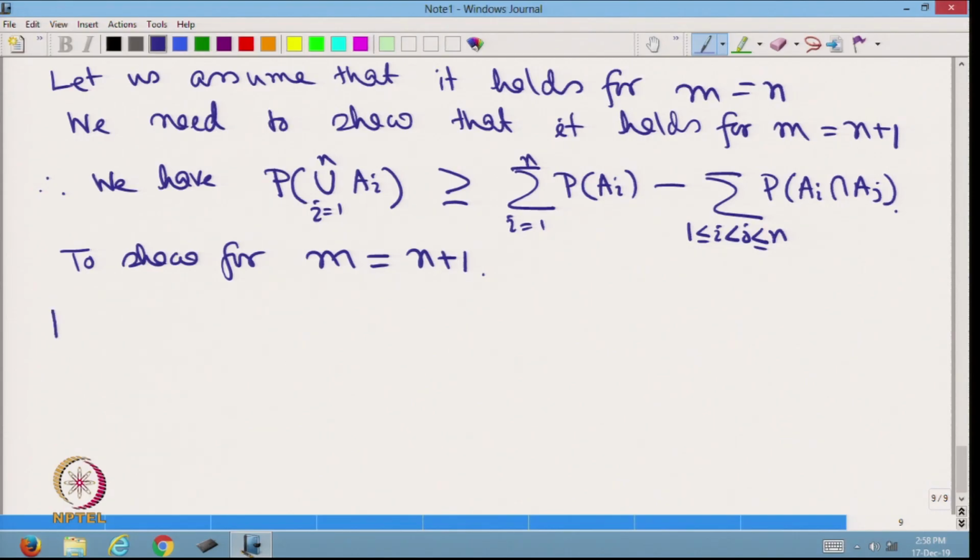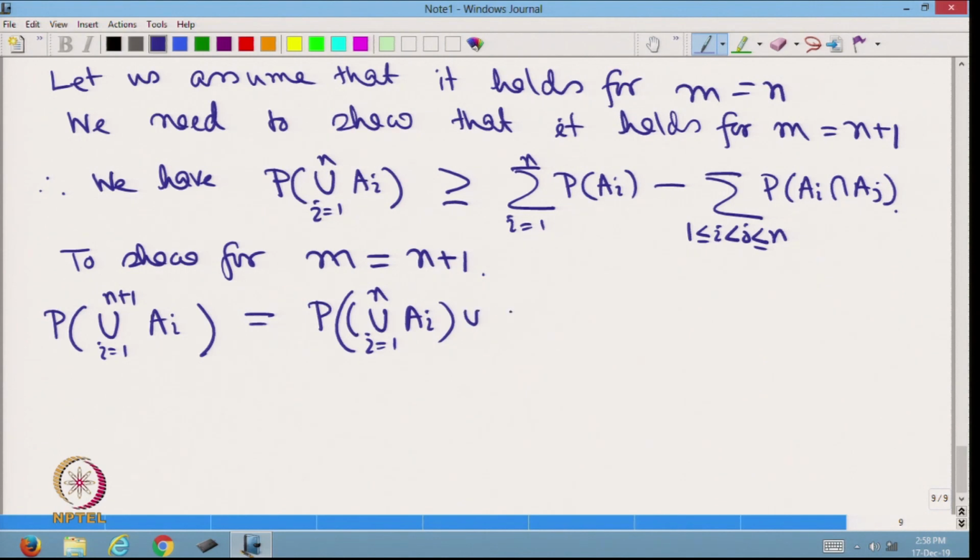Now, probability of union over i is equal to 1 to n plus 1 of Ai is equal to probability of union over i is equal to 1 to n of Ai union A(n+1). Therefore, this we have now written as a union of two events. Therefore, we can use our earlier result.